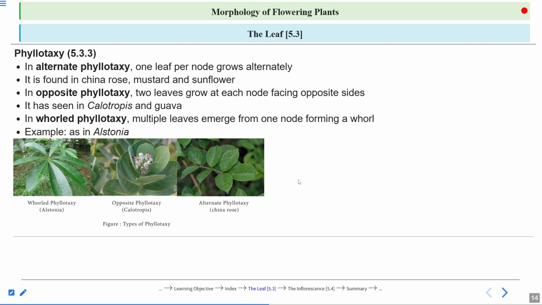So you can see here, this is an image showing you the types of phyllotaxy. First one is the whorled phyllotaxy present in Alstonia. You can see the leaves are arising from a single node forming a whorl. In Calotropis, opposite phyllotaxy is present where two leaves arise from a single node in opposite directions. In alternate phyllotaxy, which is present in China rose, the leaves arise from alternate nodes and only one leaf arises from each node.